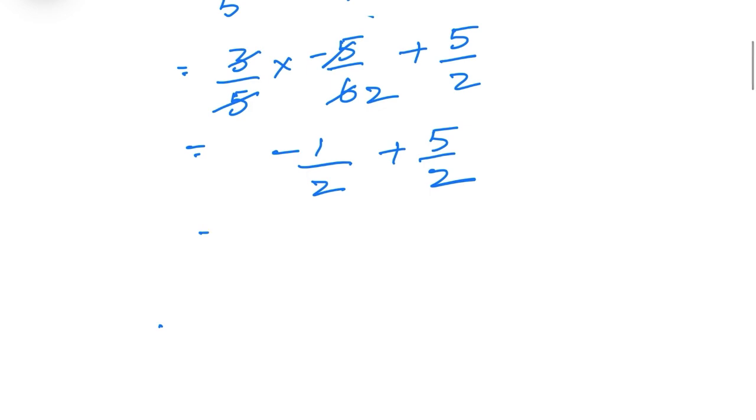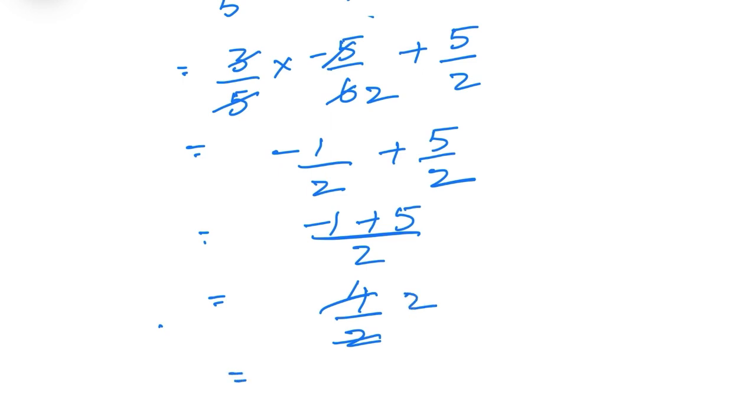Now simplify this one. 2 is the LCM. You need not think of LCM because they are like fractions. Minus 1 plus 5. Like fractions means you can directly add or subtract the numerators. 4 by 2, 2 times. So the value of the expression is 2.